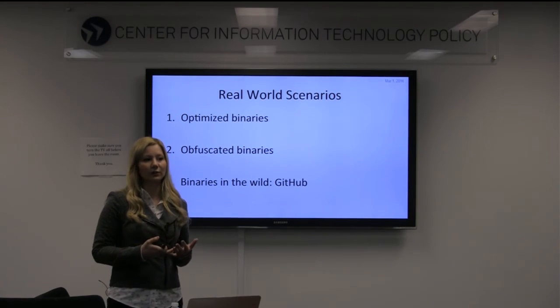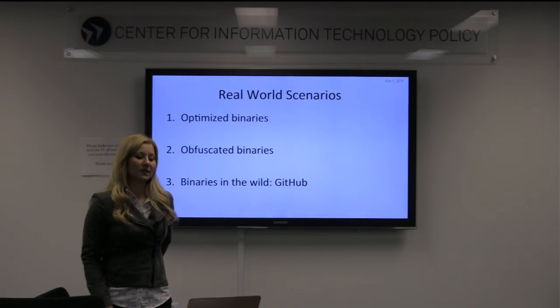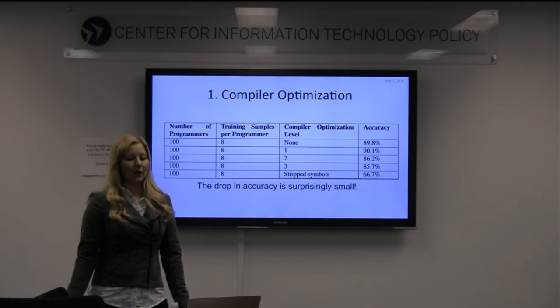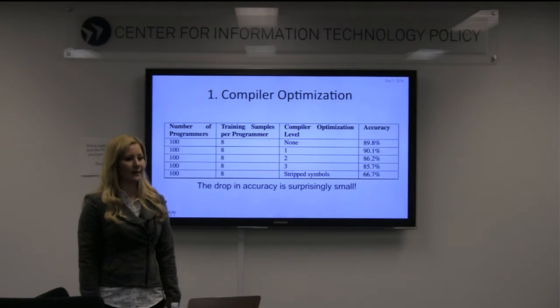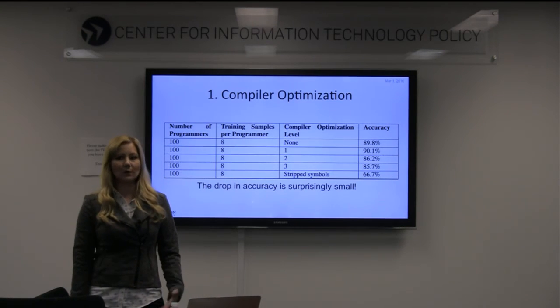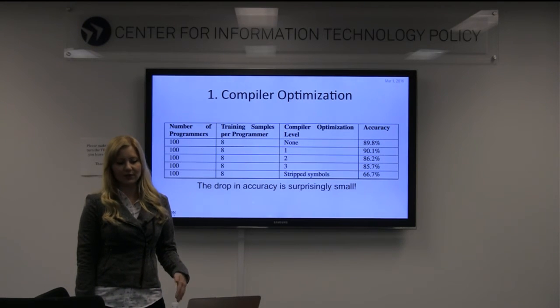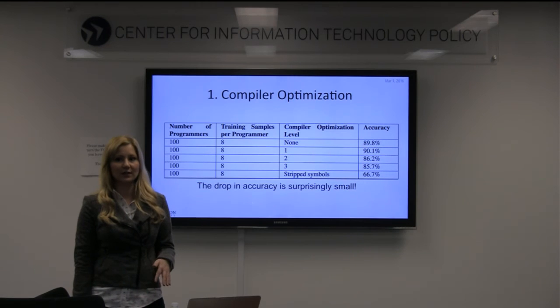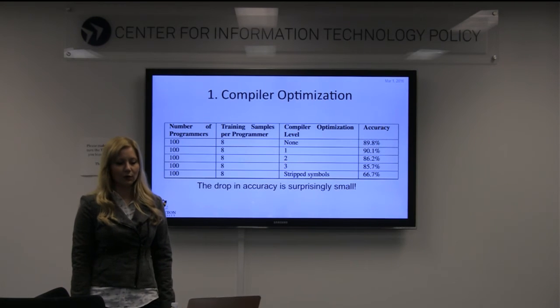We cannot really rely on the ground truth of GitHub code, for example, because they take a lot of code from third parties, they use a lot of libraries and so on, but we still wanted to see what happens. I'll start with compiler optimization. In this case, we took a 100 programmer data set, and we are able to de-anonymize this data set with 90% accuracy. And then we applied optimizations while compiling, and we had the level 1, level 2, and level 3 optimizations, and we see that our accuracy drops to 86% after these optimizations. So this is a very surprisingly small drop in accuracy after all those optimizations.